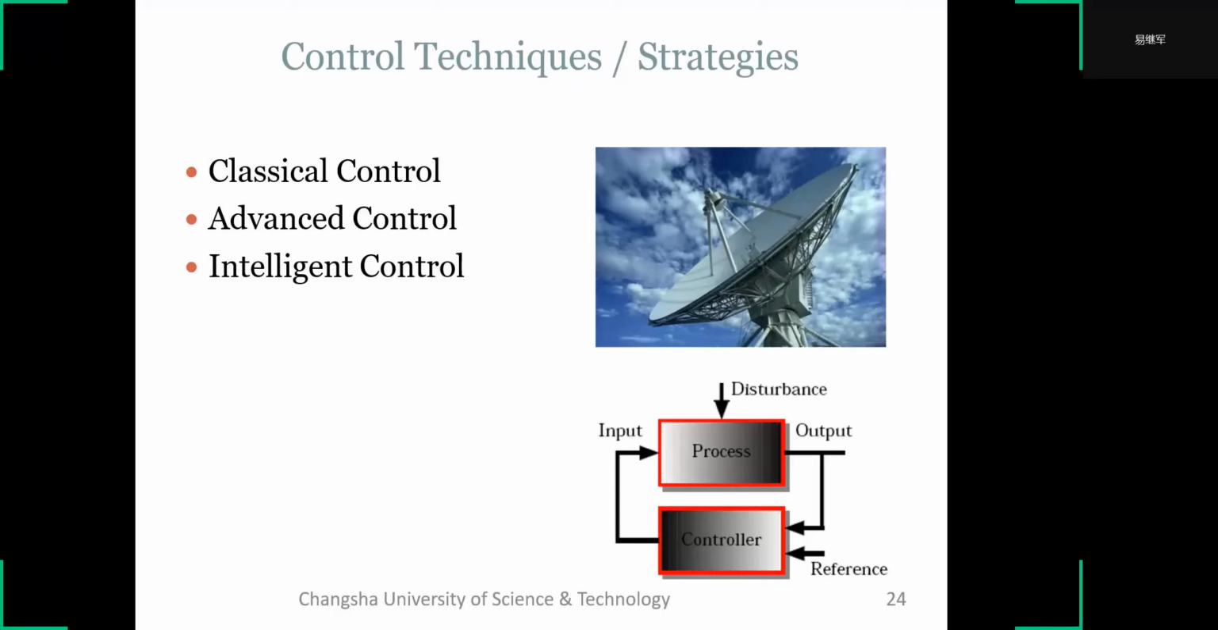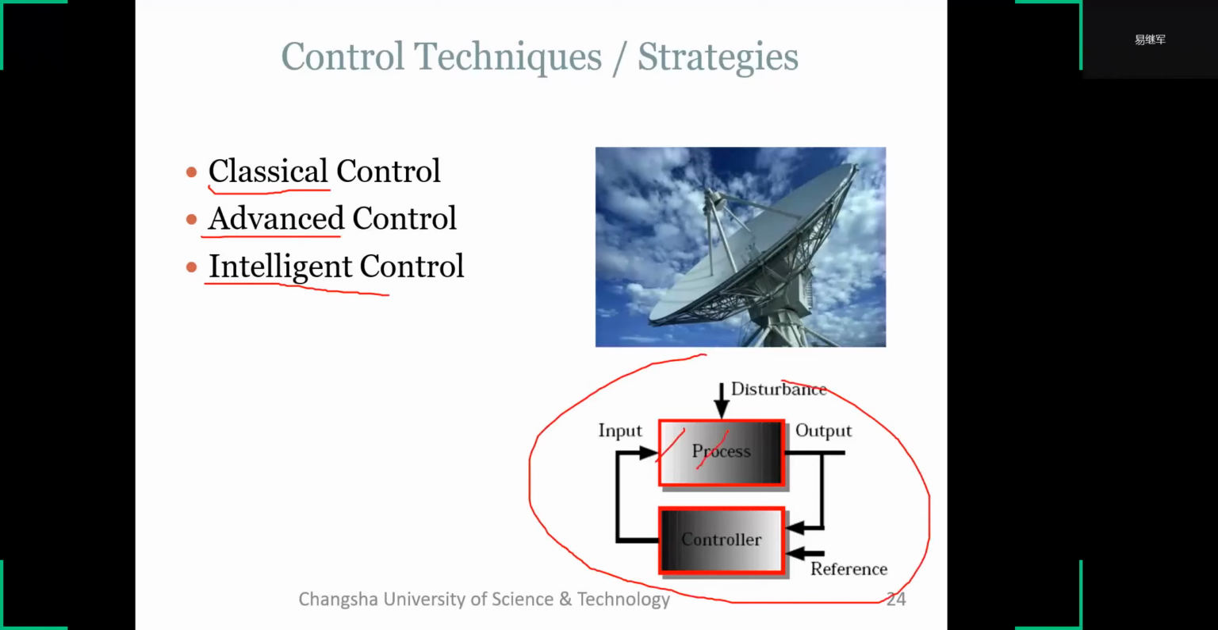Control techniques and control strategy include classical control, advanced control, and intelligent control. This is a diagram about the control. This is the target, the process that can be controlled. This is a controller. Given the reference signal, we can control the process and get the feedback from the target.